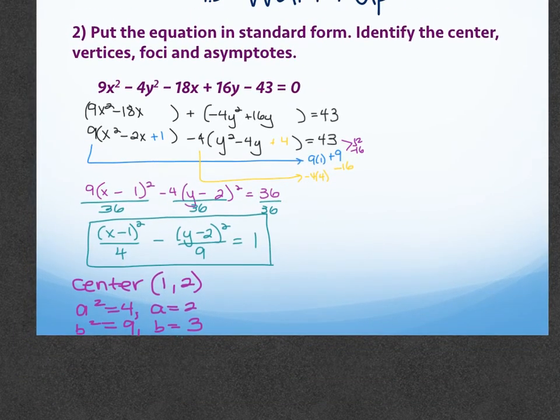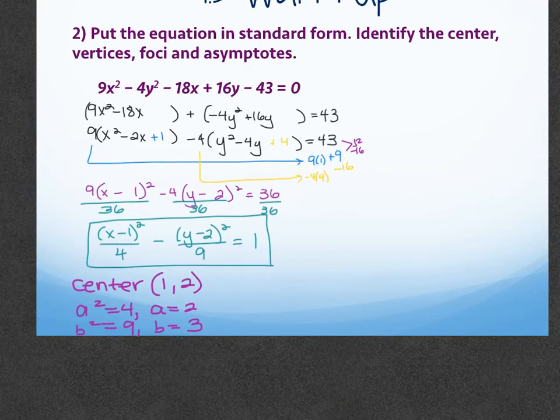It's going to ask me to identify the foci, so I can say c squared equals a squared plus b squared. C squared is 13, so c is the square root of 13. Which I'm going to use to get the foci.